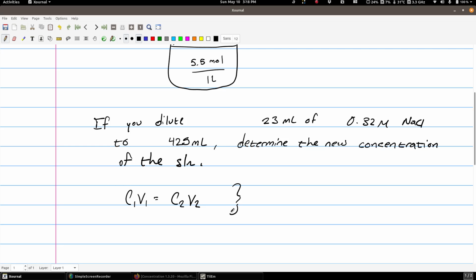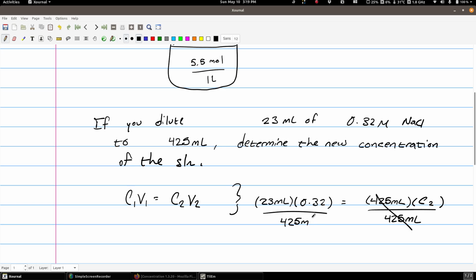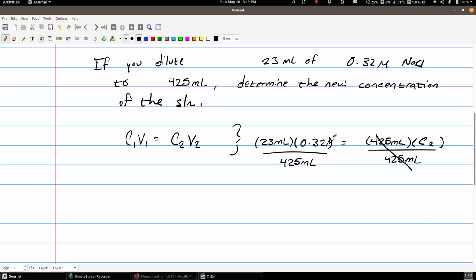Now, if you have milliliters to milliliters, you don't have to change the units. It doesn't matter. It's the same units of volume. But your concentration has to be the same, and your volume has to be the same. So we're going to do it like this. You have 23 milliliters times 0.32 molar is equal to 425 milliliters times C2. So we're going to divide out 425 milliliters, and then we're going to get our new answer in molar, in our molarity.